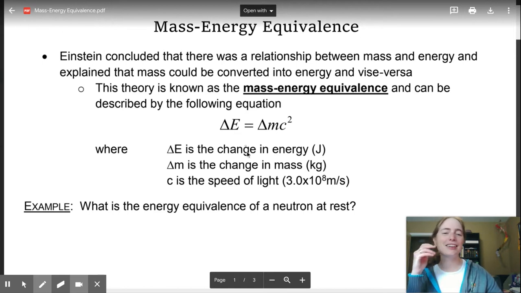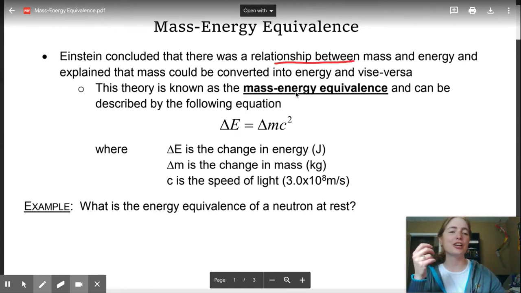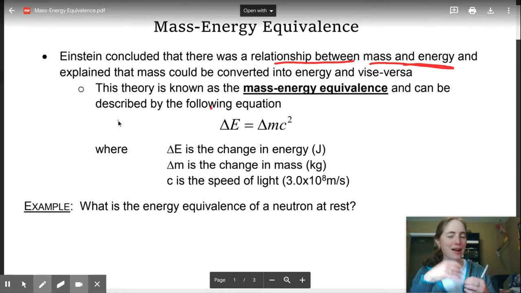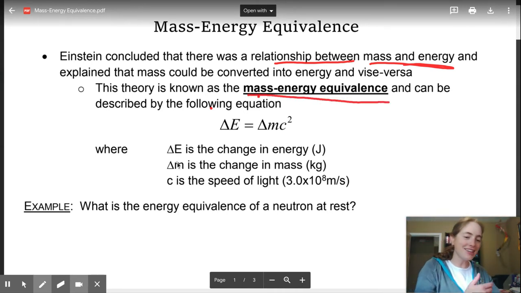So Einstein determined that there's a relationship between mass and energy. And you could take mass and convert it into energy, and take energy and convert it into mass. Mind-boggling. So it's known as our mass energy equivalence, and it explains why nuclear reactions release such a ton of energy: because mass is being converted into energy during these nuclear reactions.